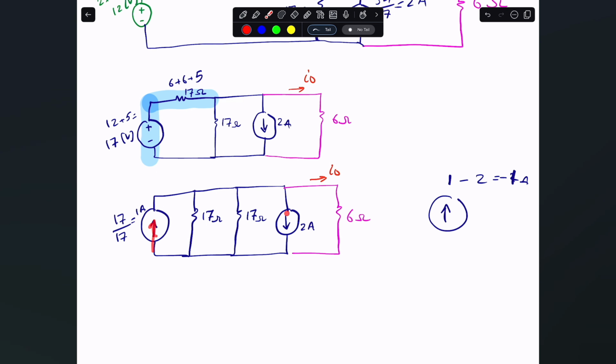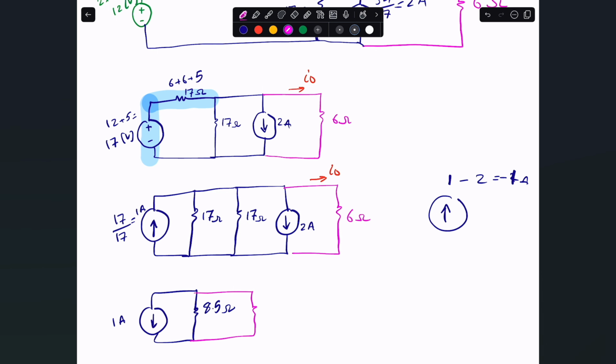But anyway, it's simple to see ahead of time. 1 amp is going upwards, 2 amps going downwards, so the total is 1 going downwards. So this is what I will do. I'll just say this here is 1 amp. And of course, the 17 and the 17, because they're in parallel, is just 17 divided in half, because they're exactly the same value. And that will be 8.5 ohms. And that will be in parallel with this particular 6 ohm resistor. Okay, and of course the thing we're looking for is the I naught.